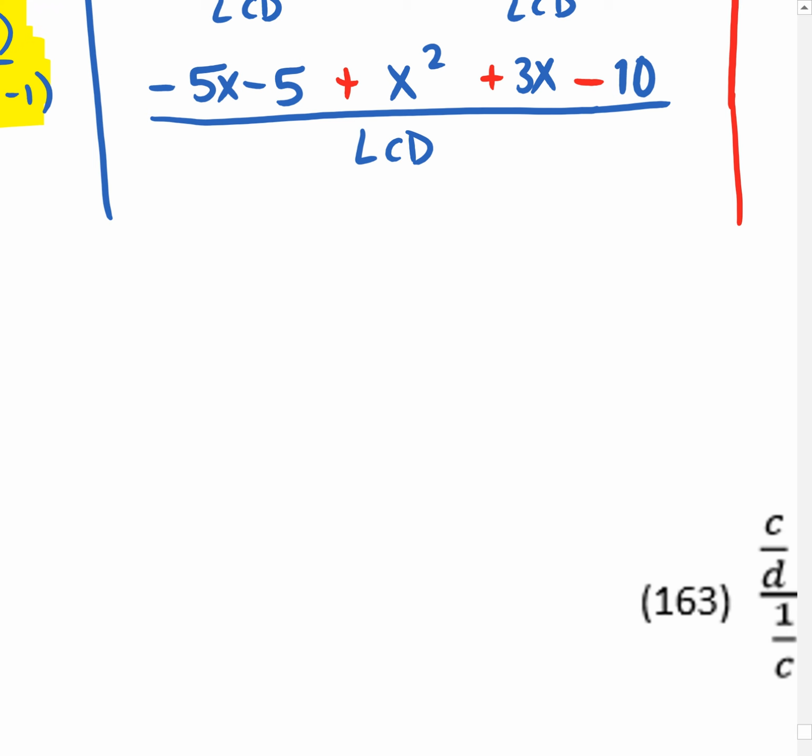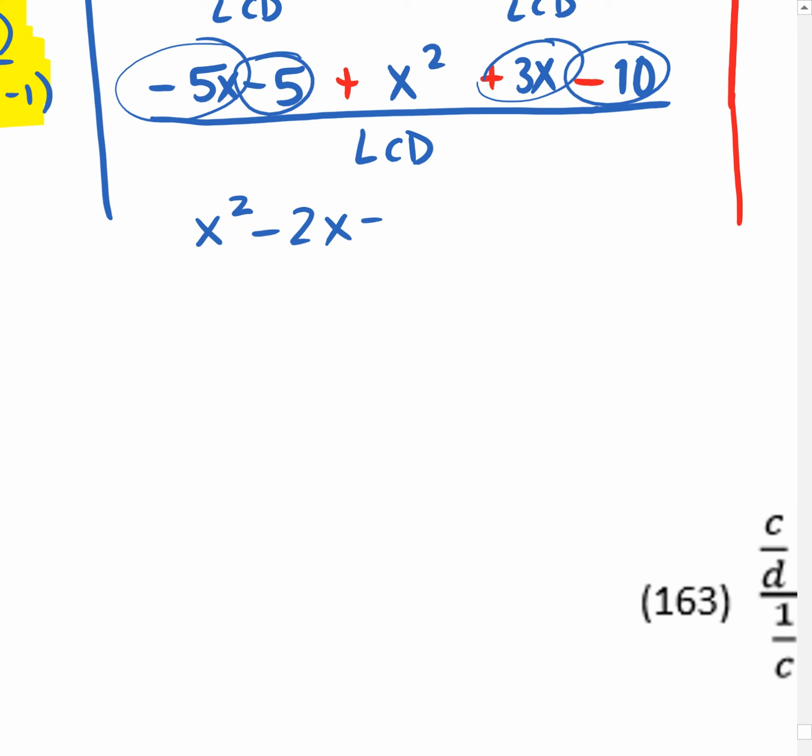Alright, what kind of like terms do we have? It looks like x squared does not have a like term, so he's just going to be by himself. But we have negative 5x plus 3x. That'll make minus 2x. And we have negative 5 and negative 10, which makes negative 15. Alright, that's over the LCD.